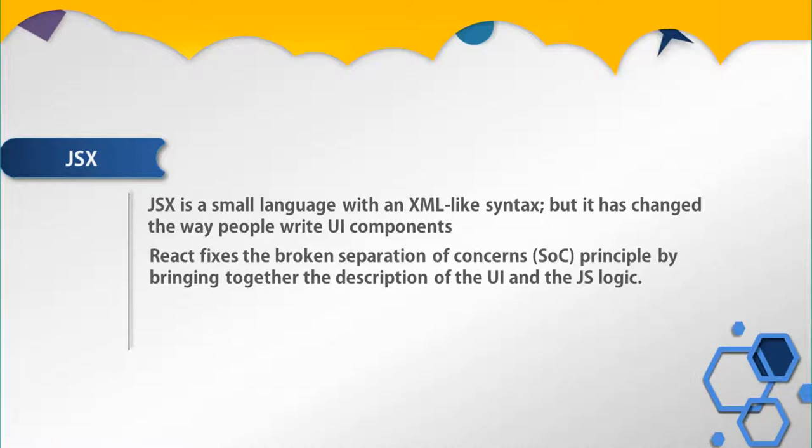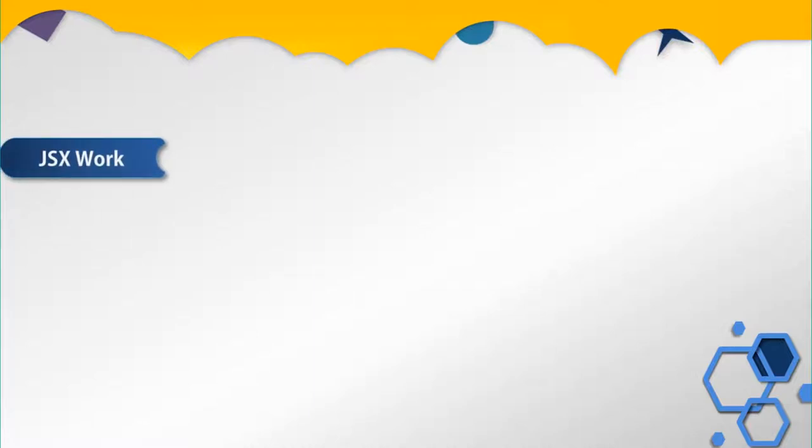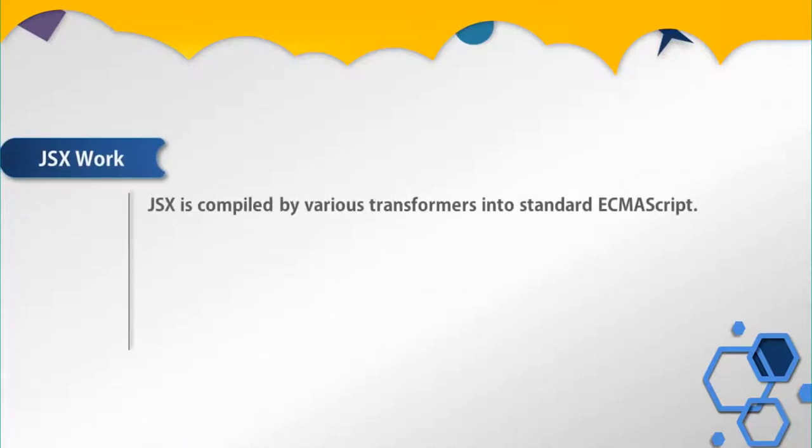React fixed this broken separation of concern principle by bringing together the description of the UI and the JS logic. And with JSX, the code looks like HTML and it is easier to read and write. Now, let's understand how JSX works. JSX is compiled by various transformers into standard ECMAScript.